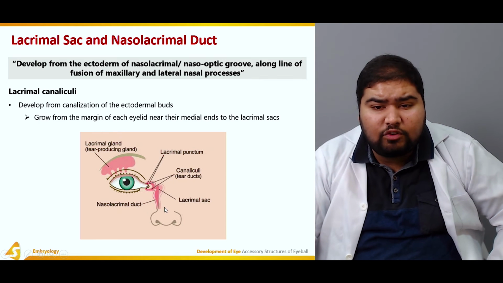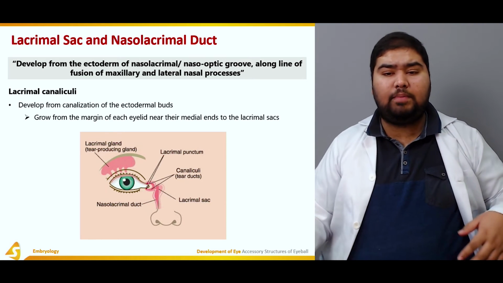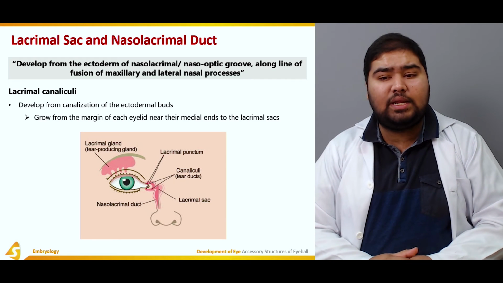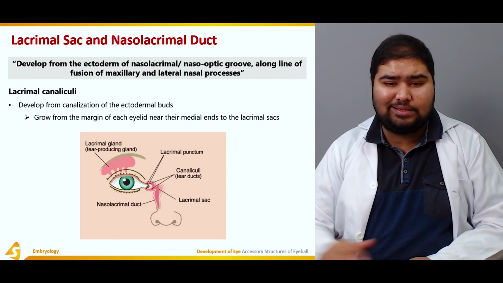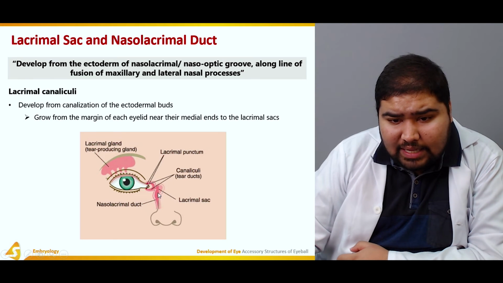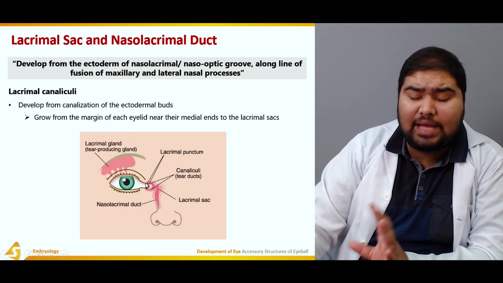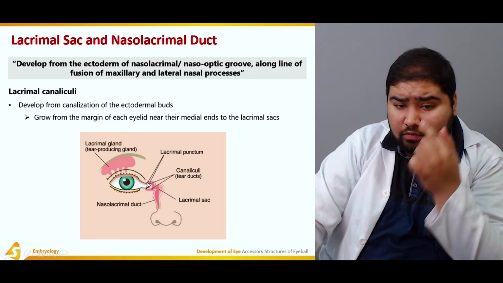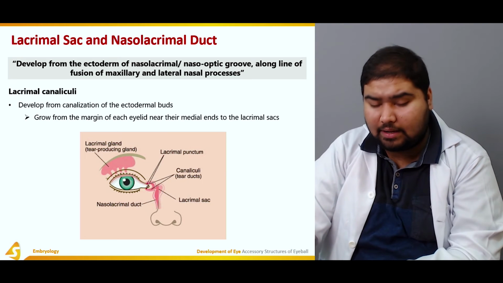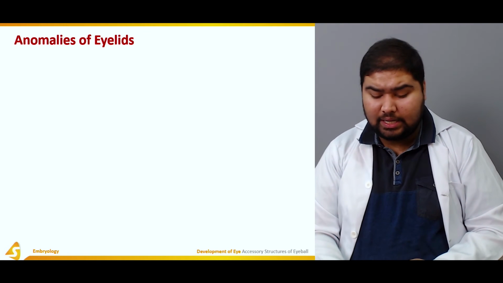They develop from canalization of the ectodermal buds. They grow from the margin of each eyelid near their medial ends to the lacrimal sacs. So here you can see these are the canaliculi. This is the lacrimal sac. And the canaliculi develop from the canalization of ectodermal buds and grow from the medial aspect of each eye to the lacrimal sac.